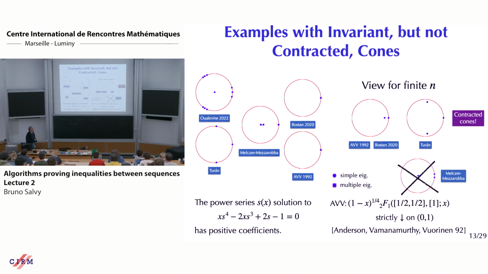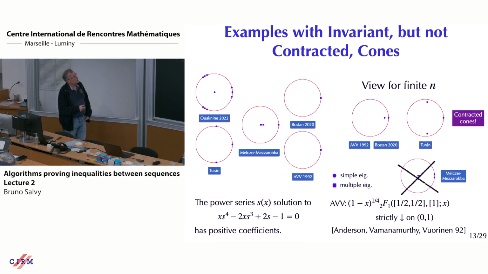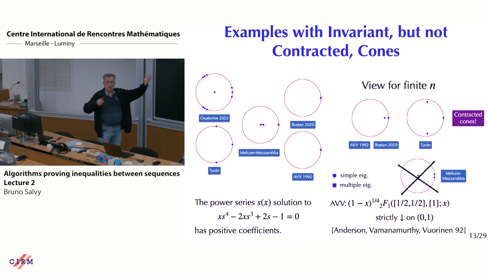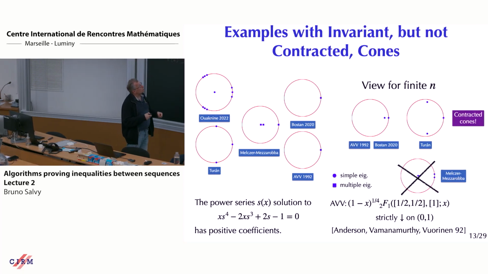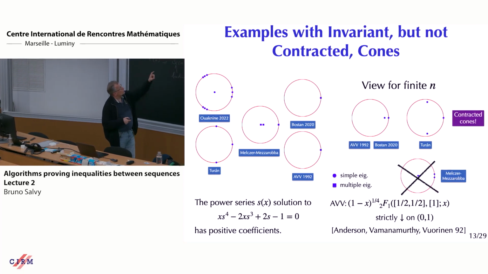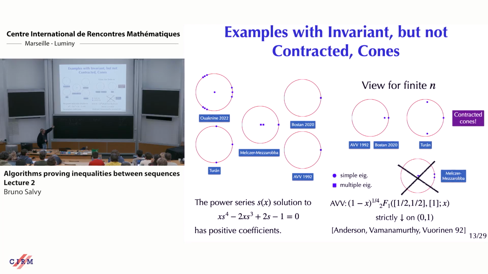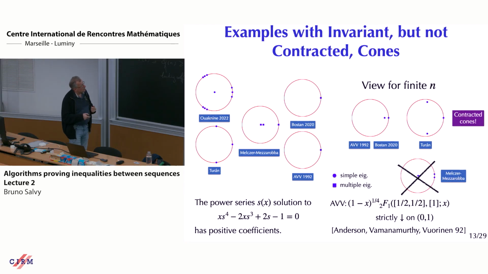It's better. For those two, you have only two simple eigenvalues, and one dominates. So you have a contracted cone. For Turan's inequality, the same. The two complex ones here actually come from conjugate eigenvalues that at the limit tend to the unit circle. And then, unfortunately, this example is not so nice. The double root comes from two conjugate roots that collapse.